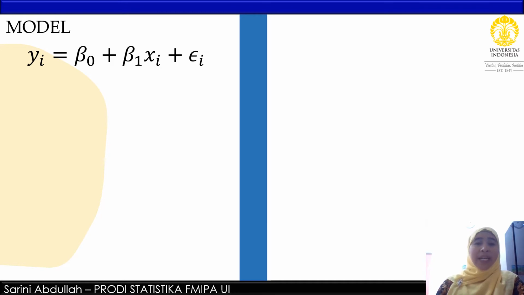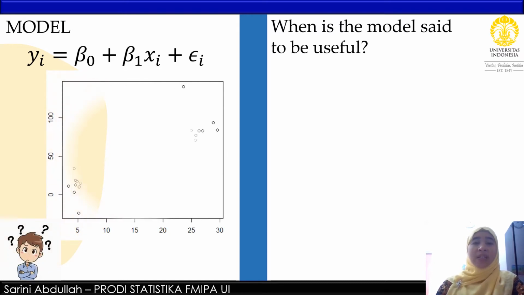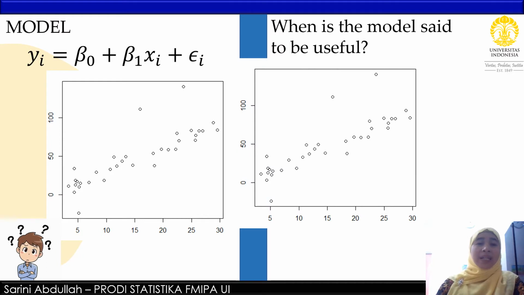Just a quick recall again, the model that we have is of this form, and then we say that the model is to be useful when this equation here is represented by a line that is not a horizontal line. Because when we have this horizontal line, it means that x is not contributing at all in explaining y, because it means that the model is just a constant, that is just yi equals beta naught. What we want to have is something like this, that is that beta 1 is not equal 0. It means that the slope of the line is not 0.